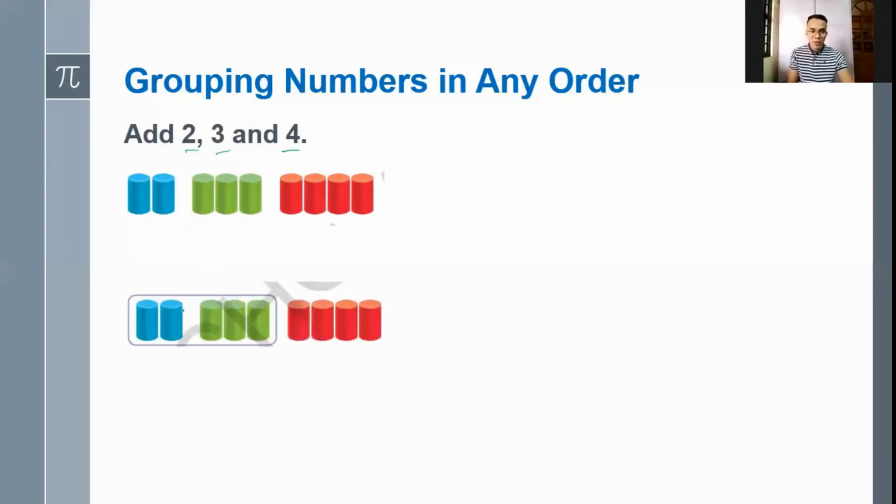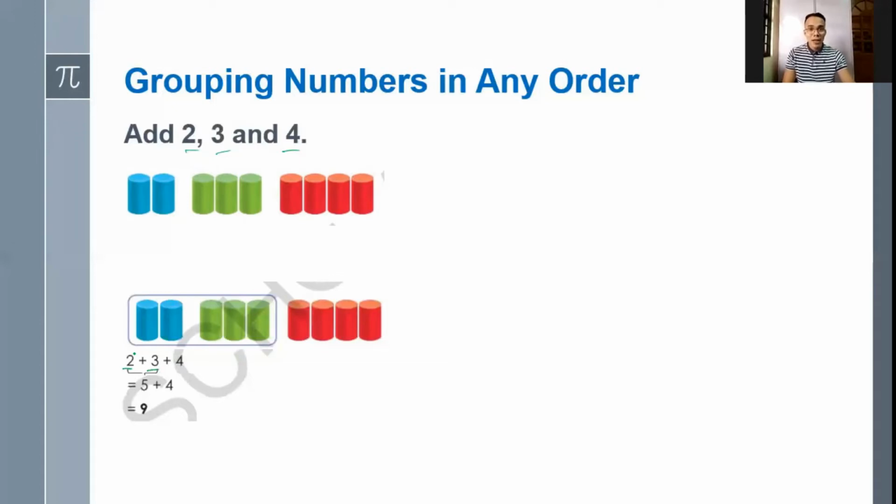The first one is to add the first two groups first. The first two groups, we have here 2 and 3. 2 and 3 make 5, and add 5 to the remaining number, which is 4. 5 plus 4 is 9. Therefore, there are 9 cylinders, or 2 plus 3 plus 4 is 9.